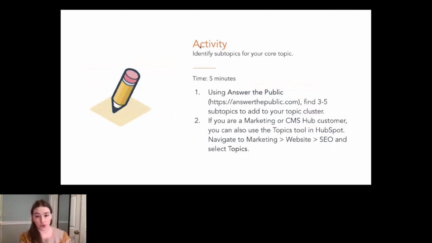But a good place to start when you are identifying your subtopics is using answerthepublic.com, which I already briefly mentioned earlier. Take your core topic that you already identified, plug it into the tool, and see what kind of questions come up. You can supplement that by taking those phrases and plugging them into a keyword research tool to see the monthly search volume and the difficulty for that topic as well.